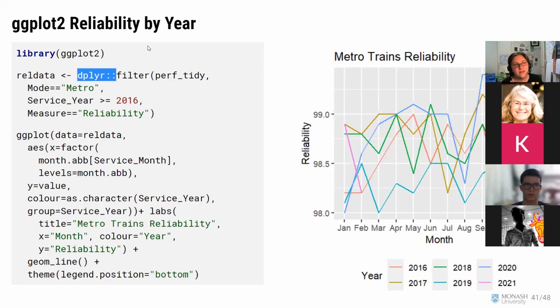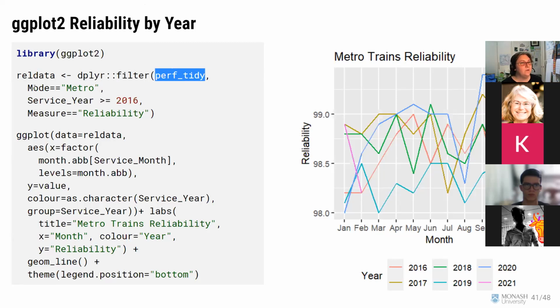So you can do that other ways as well. There's a package called conflicted, or you can be careful about the order in which you load your packages. Anyway, that's why you see dplyr::filter everywhere in my code.